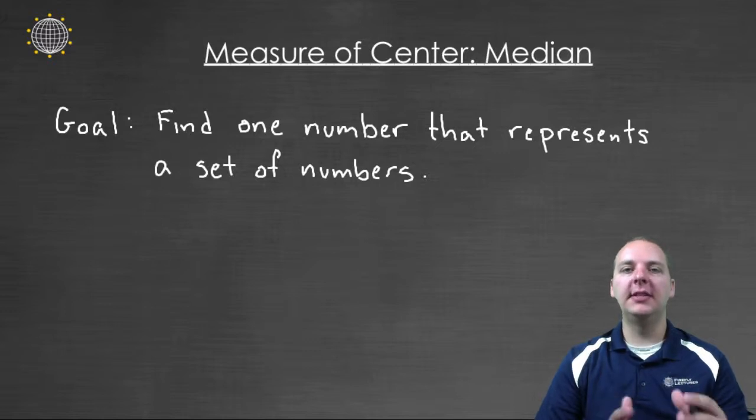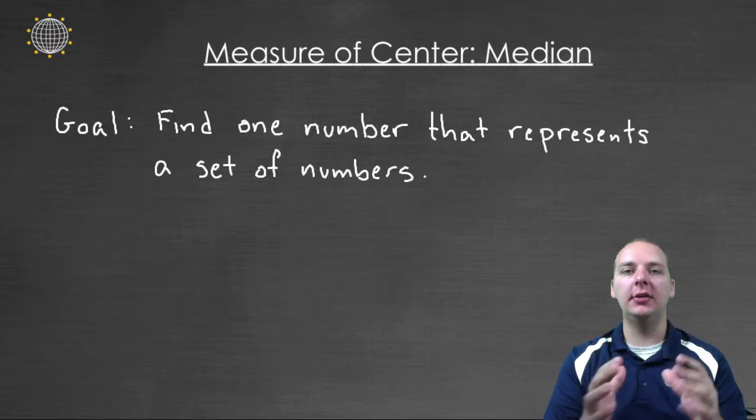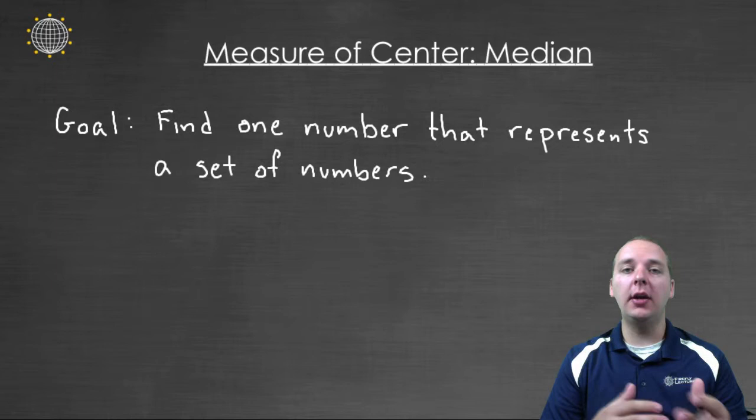A lot of times we'll have a set of data and we want to find one number that best represents that entire set of data. This is called finding its measure of center. There's actually quite a number of different measures of center. The one we're going to talk about in this video is called the median.